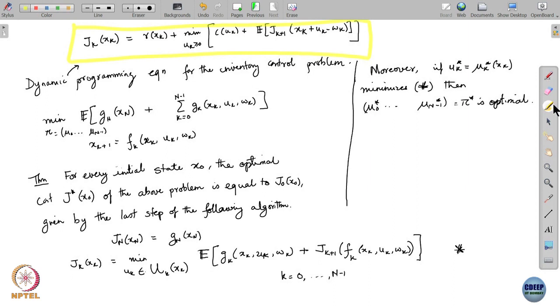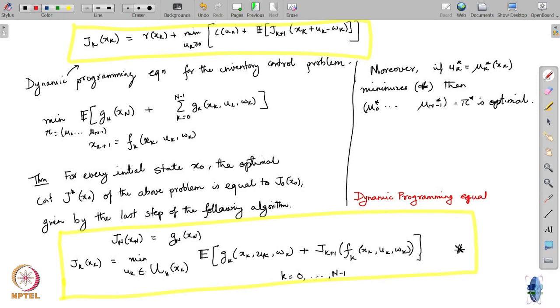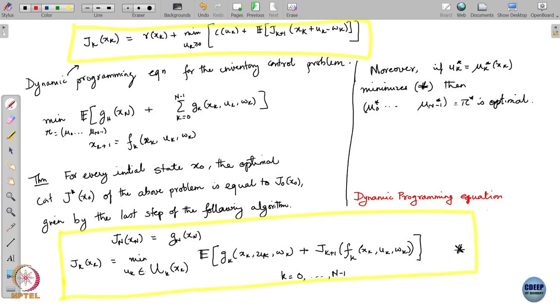So, this boxed thing here, equation star, is called the dynamic programming equation. It was discovered by a scientist called Bellman. So, it is often also called the Bellman equation or the Bellman optimality equation. This is called the Bellman equation. So, this is going to be the way of solving any dynamic programming problem.